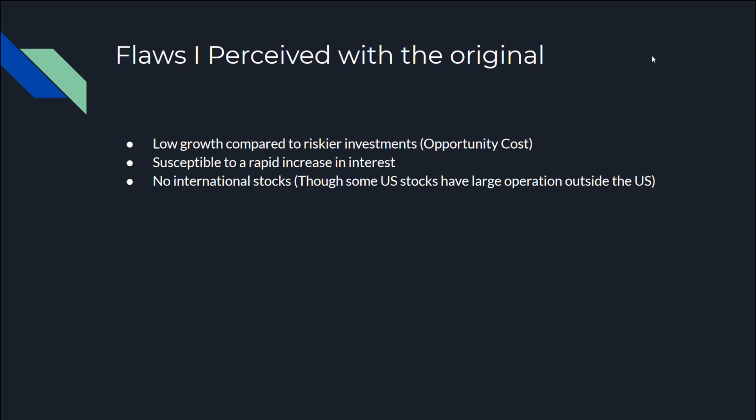Now here are some flaws that I perceived with the original. It's low growth compared to riskier investments, which is an opportunity cost right there. It is susceptible to a rapid increase in interest rates, due to the fact that most of the original all-weather portfolio is in bonds. And there are no international stocks, though some US stocks have large operations outside of the United States, like Apple and Microsoft.